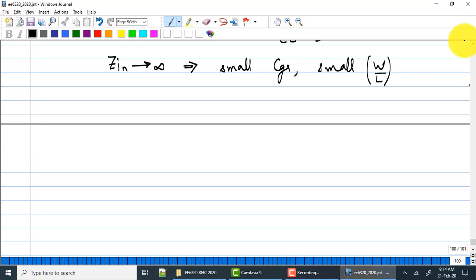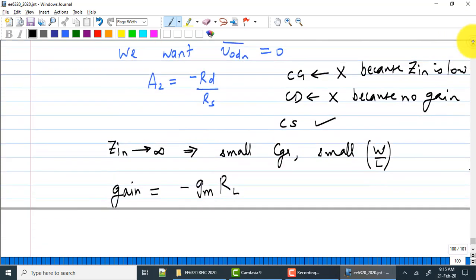What are the two things, or three things, you needed from the auxiliary amplifier? You needed high input impedance. You needed a gain of RD by RS. How do you build a gain of RD by RS? Well, the gain of the common source amplifier is what? Is minus gm RL. I'll call that some RL. Okay. So it has the right sign. You wanted a negative gain, right?